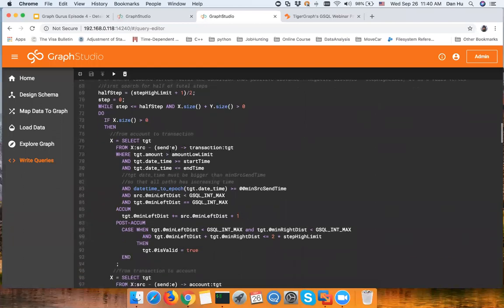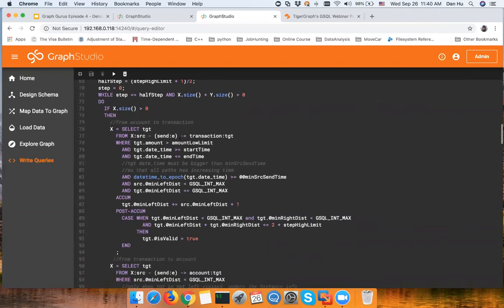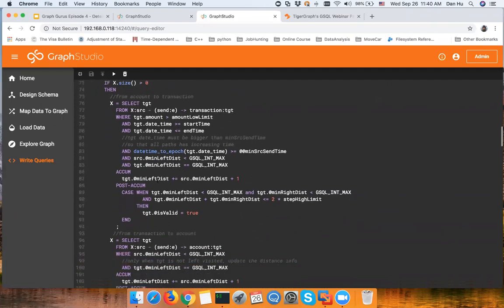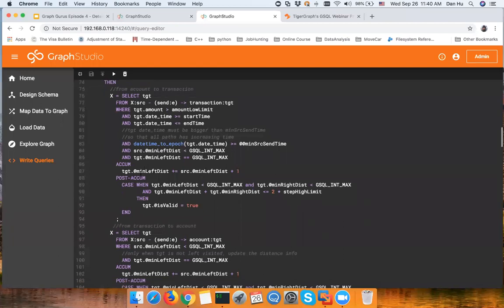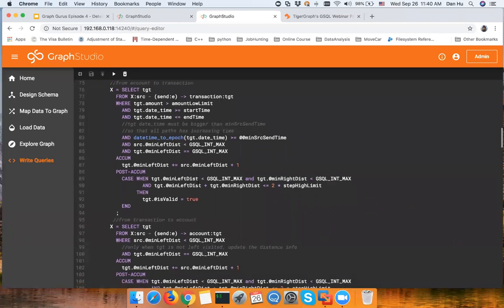We start from a seed and we go through the seed's send edge, and we arrive at our transaction node. Here, I have some WHERE conditions. Those are used to filter out transactions that are not in the time window, and to make sure the transactions are first visited, so that the min left distance is untouched, meaning unlabeled vertices. So in this way, in the accum, we just mark it as left visited by setting the distance to the source, the min left distance.